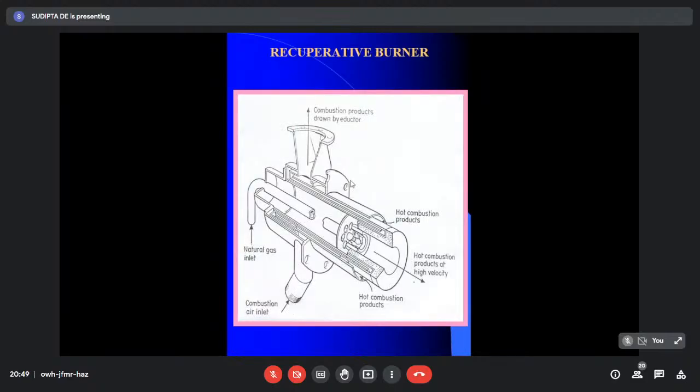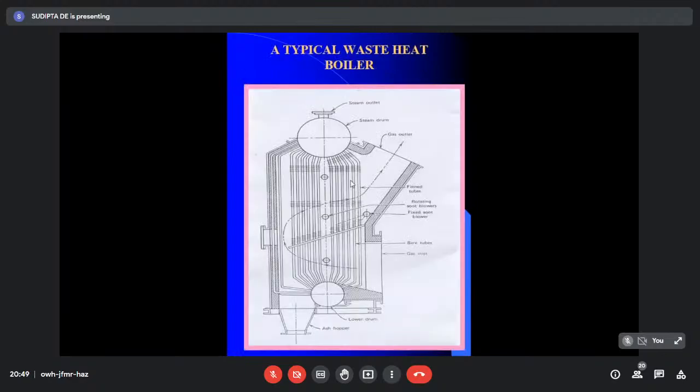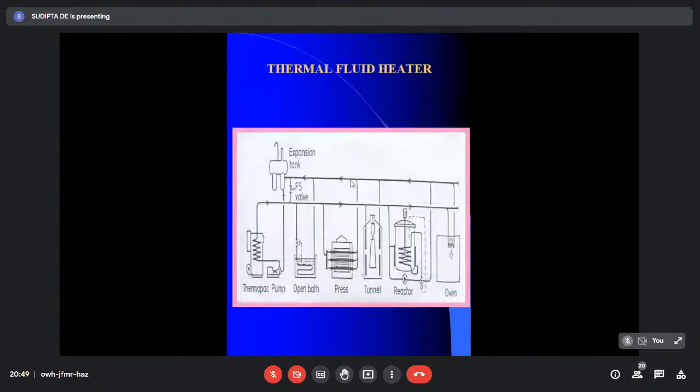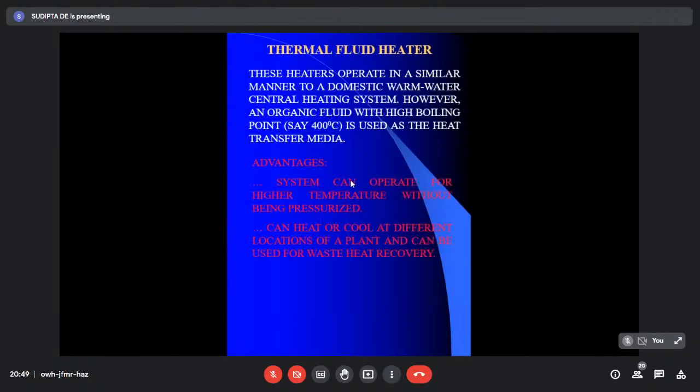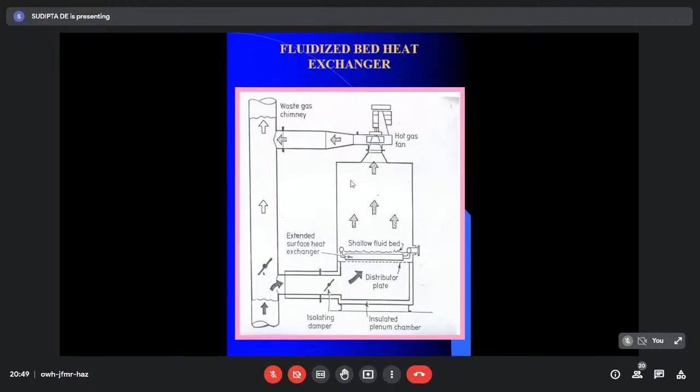This is the recuperative burner. This needs certain ideas of combustion and other things, so I will skip this. Economizer, should I discuss? No, let's leave it also, because then I will not be able to cover other topics. Economizer, and waste heat of boilers also I leave. Okay, don't discuss these things. Thermal fluid heaters also let's skip. Then the next topic, this is not needed.